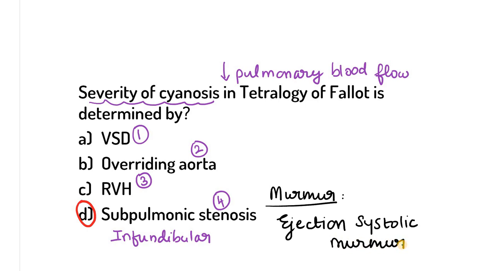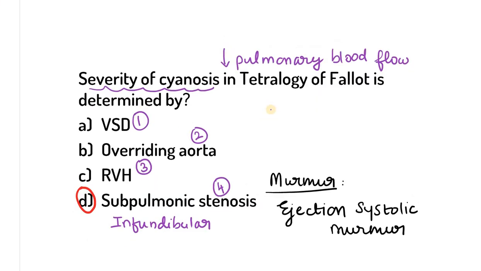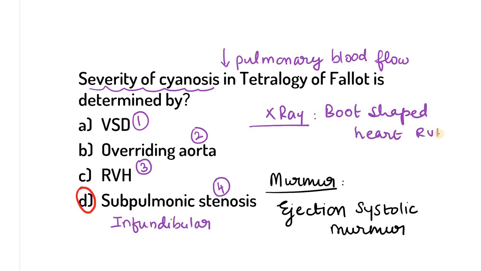Then one more question possible in case of tetralogy of Fallot is, what is the classical X-ray finding noted in case of tetralogy of Fallot? It is called a boot-shaped heart. What is the reason for this boot-shaped heart? The reason is right ventricular hypertrophy.